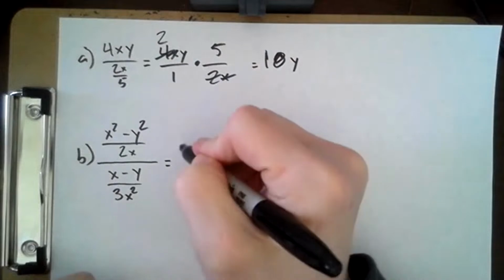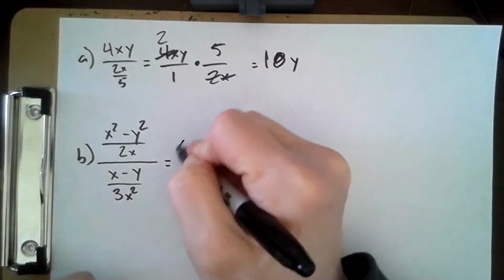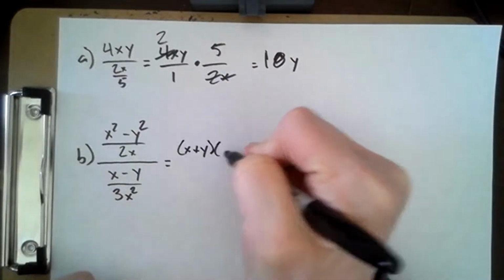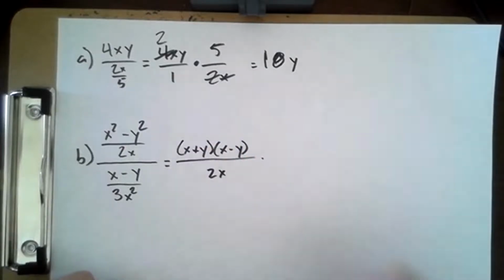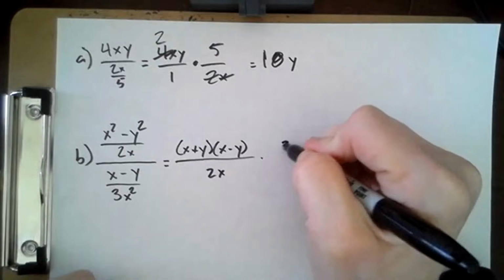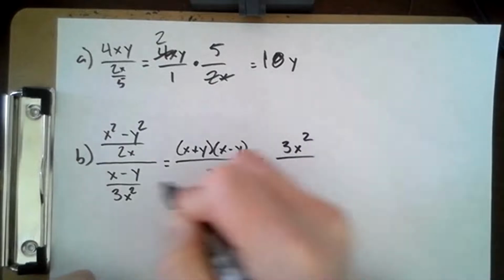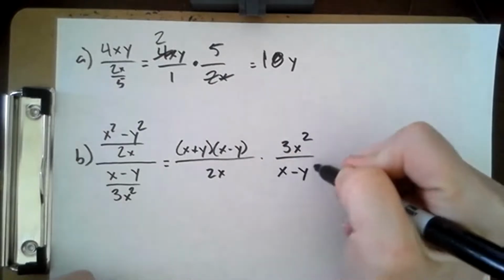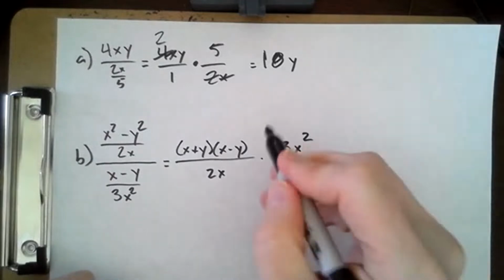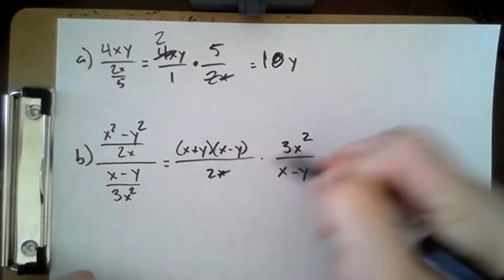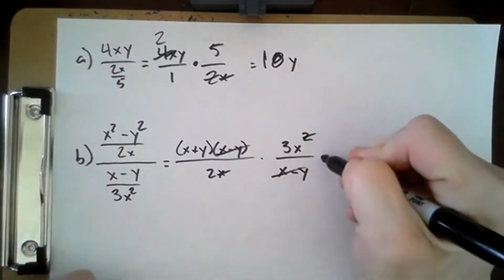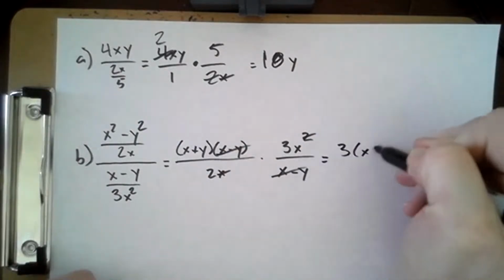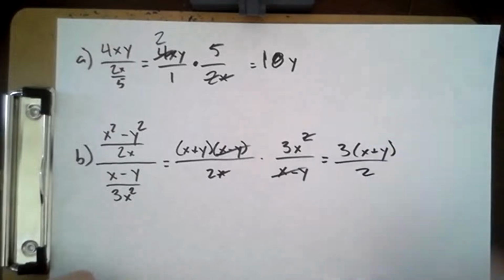Okay, for this next one, we've got x squared minus y squared. So that's x plus y times x minus y over 2x times 3x squared over x minus y. Okay, I can cancel an x. I can cancel an x minus y. I'm left with 3x times (x plus y) over 2.